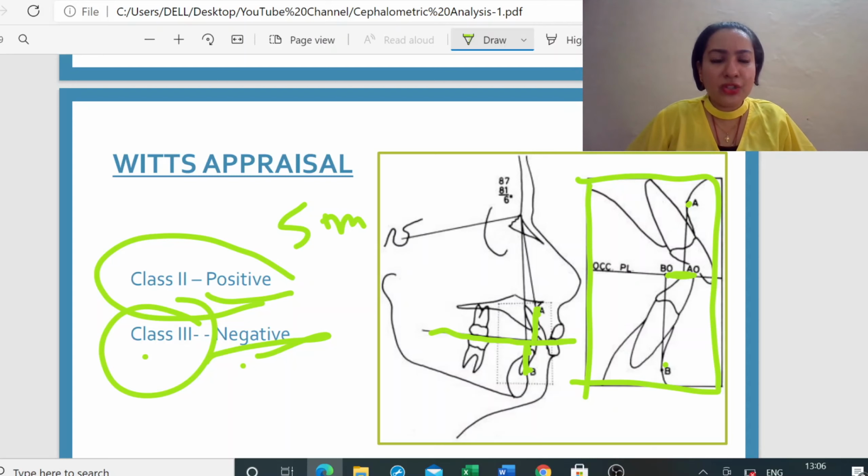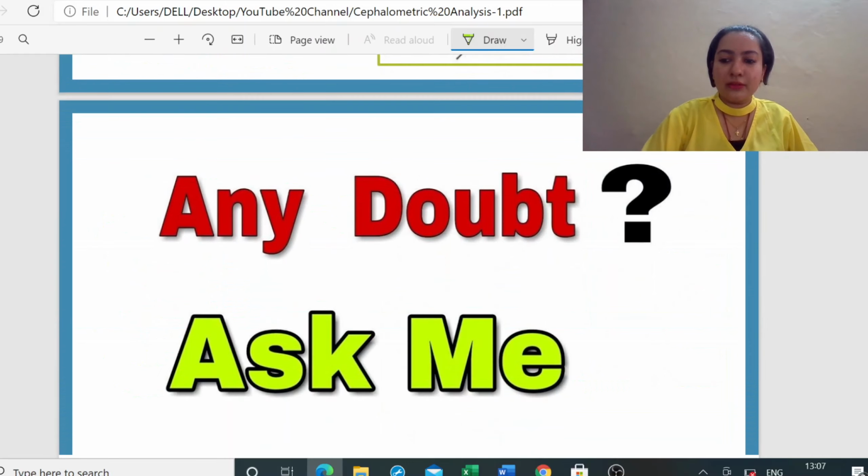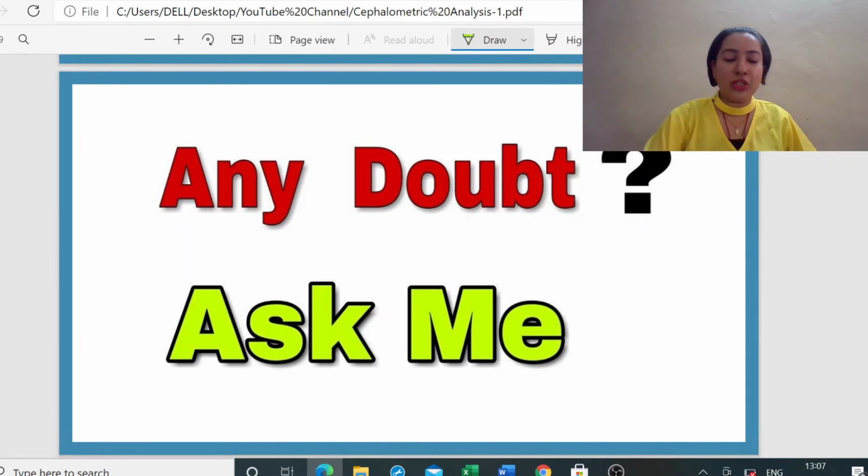In the upcoming session, we'll be doing Steiners and Tweeds. So yes, you should be thorough with all the analyses and their interpretations, because nobody is interested in whether you know the normal values or normal range or not. But you should know that if my y-axis is going beyond 59, beyond 64, what is it indicative of? If the patient becomes hyperdivergent, it means his lower anterior facial height has increased, my mandible has rotated clockwise, and my mandibular plane angle has increased. Okay, so these are the things which you should basically be knowing.